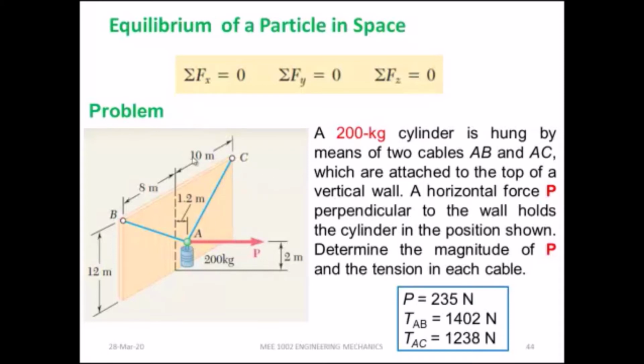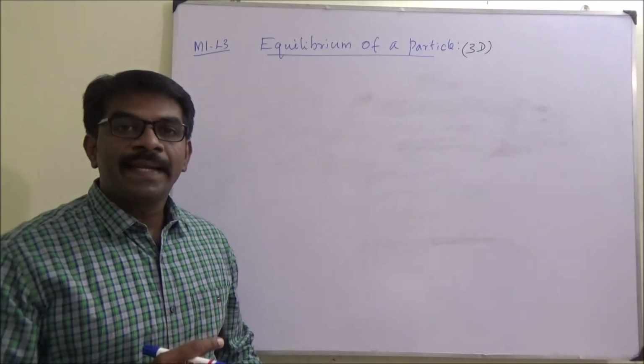Okay, it is in equilibrium. We have to find these tensions, and this P. What is asked? What is the P that keeps the body in equilibrium? Okay, so 3 unknowns can be found out, because the equilibrium equations are summation of fx equal to 0, fy equal to 0, and fz equal to 0. In this problem, P is one unknown, the tension in AB is another unknown, and the tension in AC is another unknown.